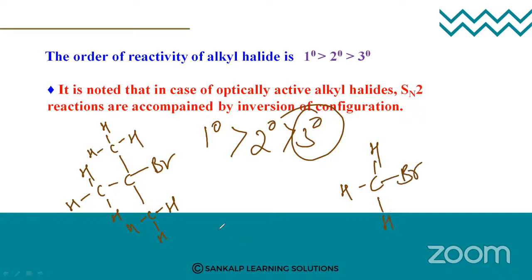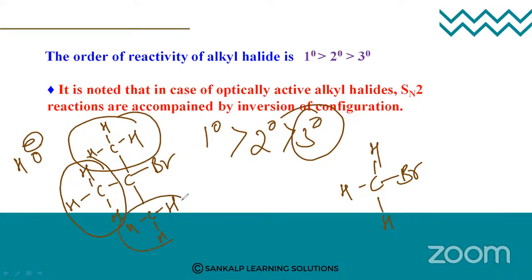Now what is happening when you take a tertiary alkyl halide? What is an SN2 reaction? In an SN2 reaction, the nucleophile attacks from behind. Here, when you want to attack from behind, you can see that the molecules are large, huge molecules. So attack of this nucleophile on this carbon will be very difficult. What is the reason? It is due to steric hindrance.